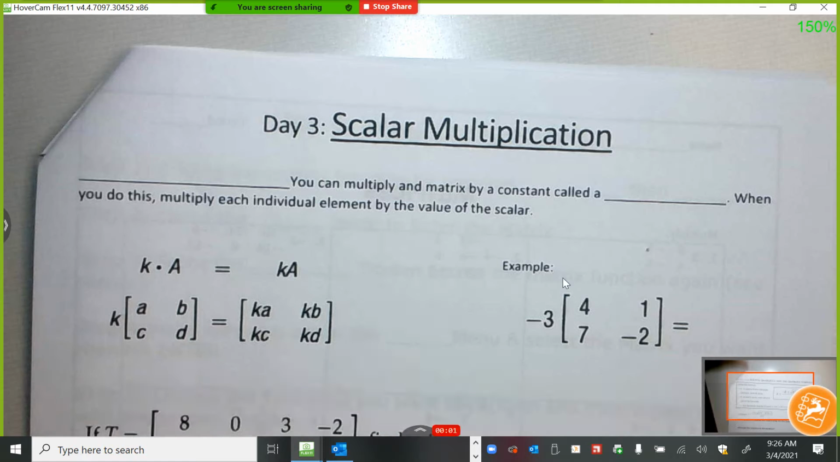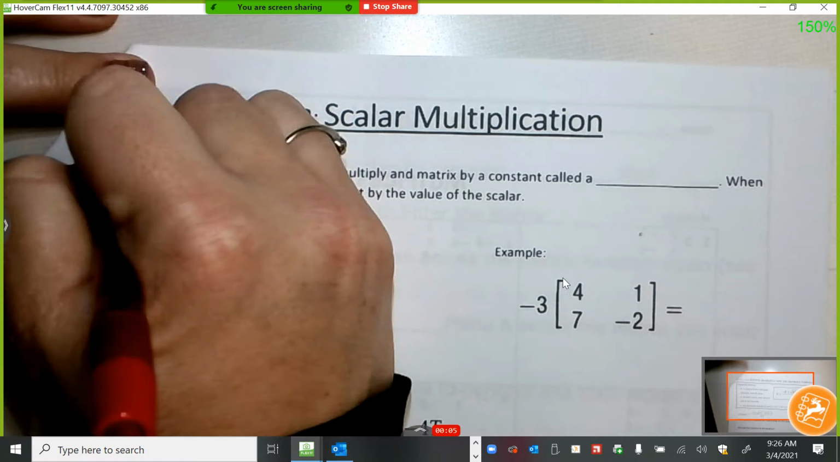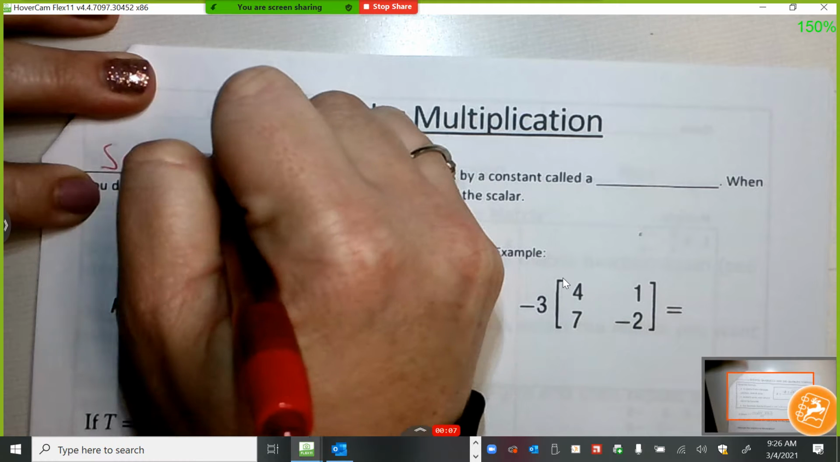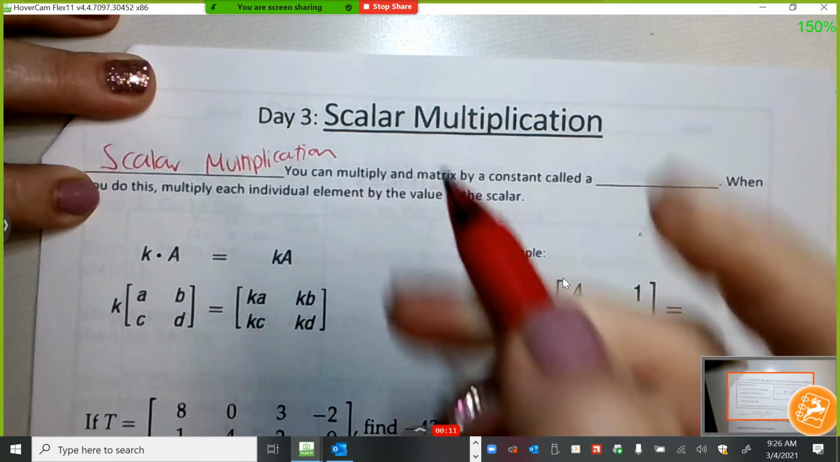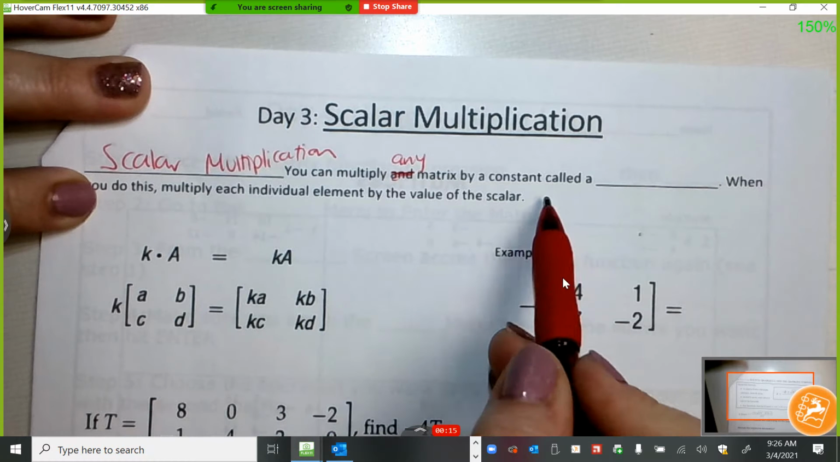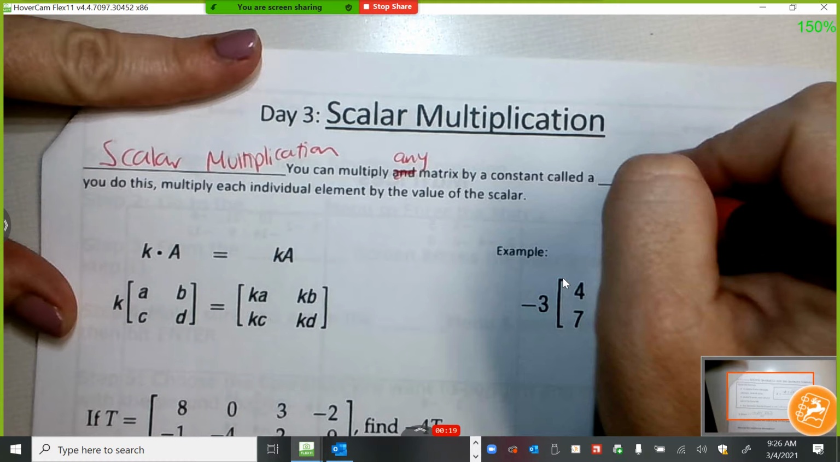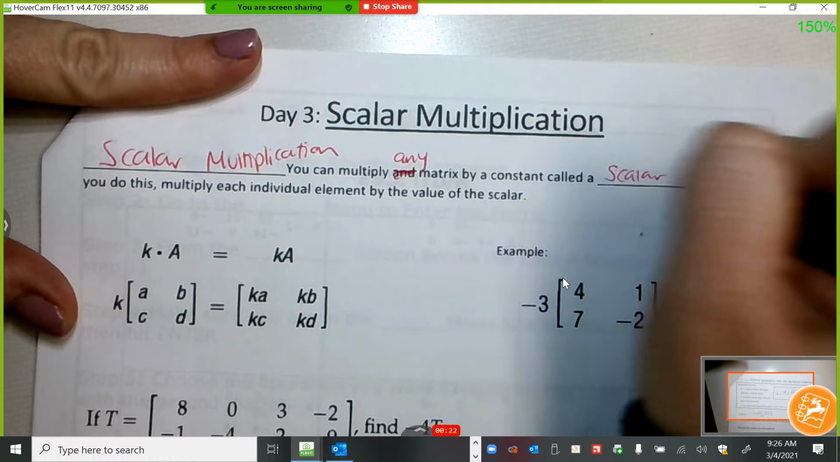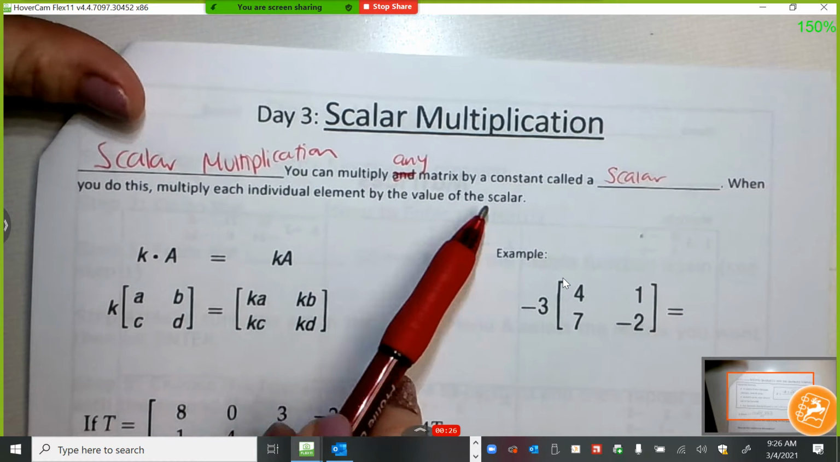Okay, so we're doing scalar multiplication. I do want you to realize that scalar multiplication means you can multiply any matrix by a constant called a scalar. When you do this, multiply each individual element by the value of the scalar.